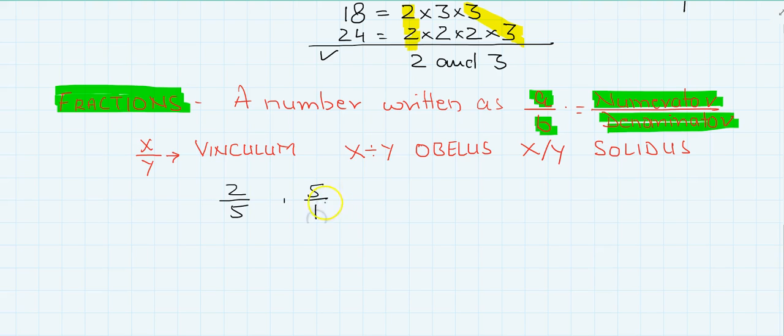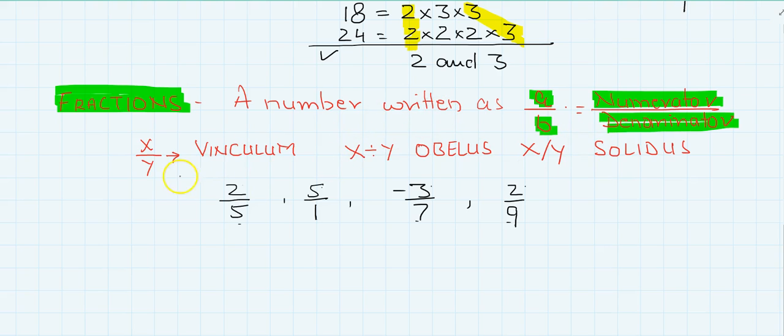5 over 1 is also in the form of a fraction. Minus 3 over 7, 2 over 9. These are all examples of a fraction. Here 2 is a numerator, 5 is a numerator, minus 3 is a numerator, and 2 is a numerator. And the down part is called denominator. So these are the denominators.